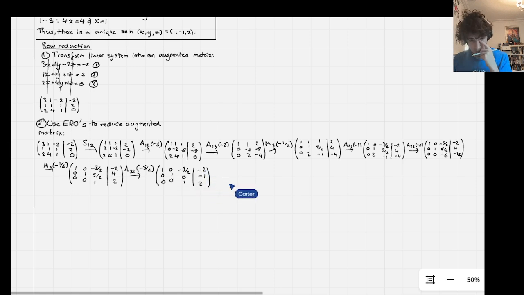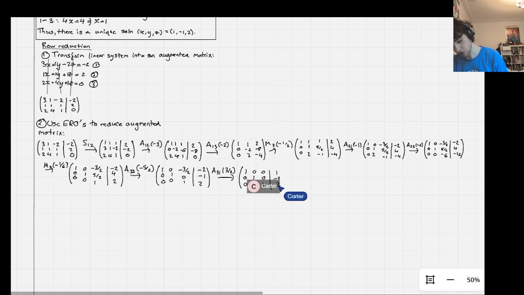And the last thing you can do is you can add 3/2 times row 3, so a 3, 3, 1, 3/2, to row 1. And this gives you 1, 0, 0, 0, 1, 0, 0, 0, 1, 1, -1, 2. Now, this is where we stop. And if it's not already clear why we stop at this point, well, it's because this system we can now interpret.